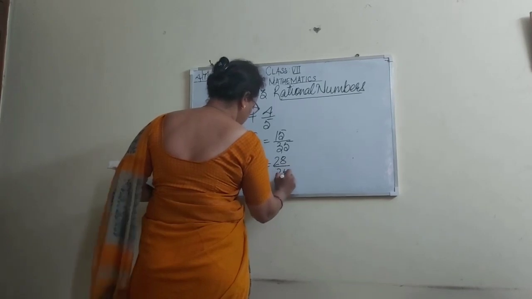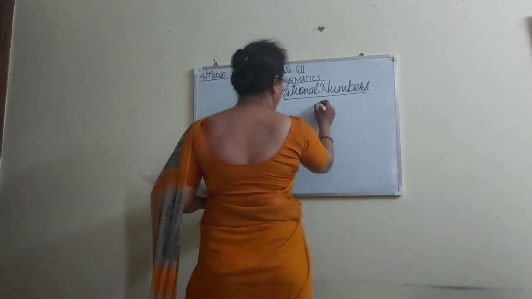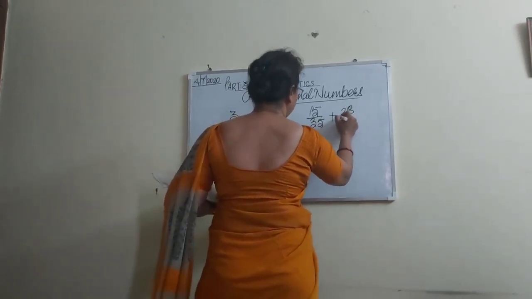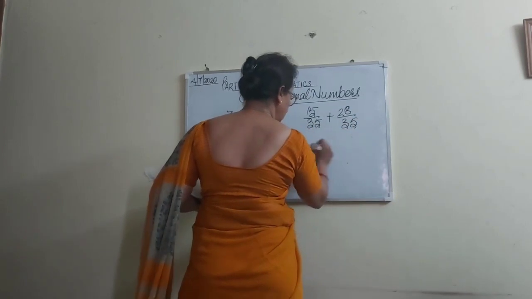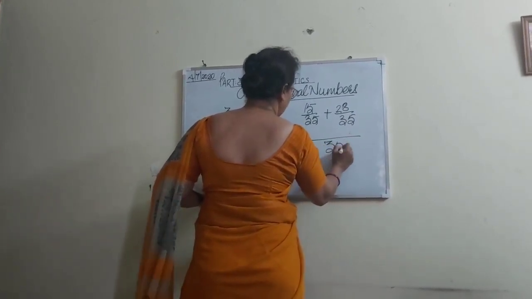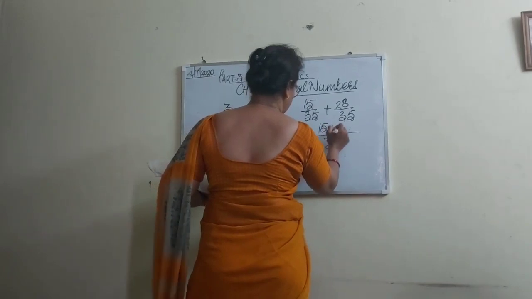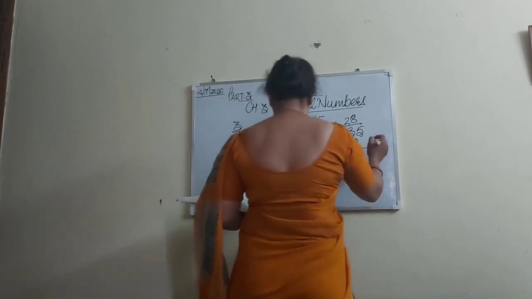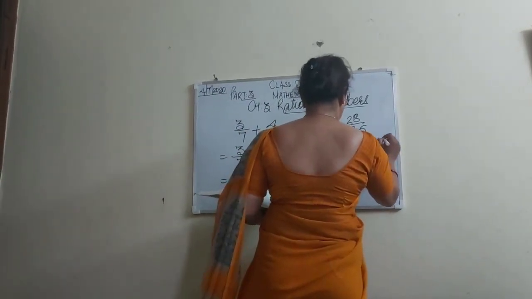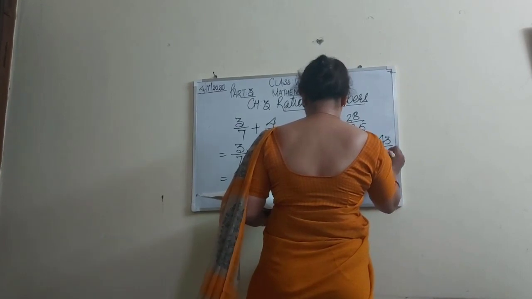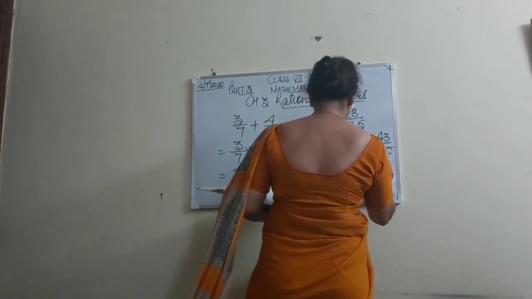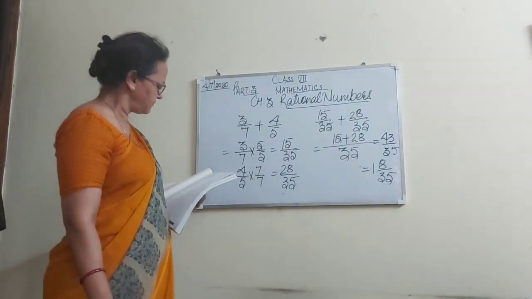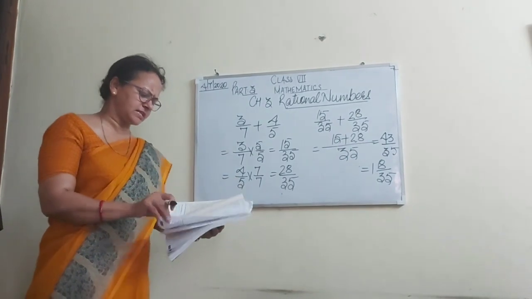Now common denominator means same denominator. We can add 15 by 35 plus 28 by 35. What is the denominator? 35. So 15 plus 28: 28 plus 10 is 38, 38 plus 5 is 43. 43 by 35. Now we can write it as a mixed fraction, 1 and 8 by 35. Is it clear to you students? These topics we have covered.